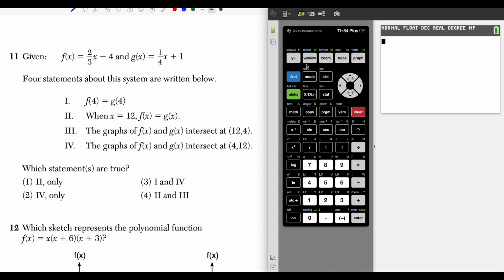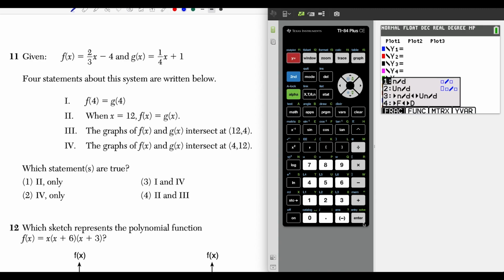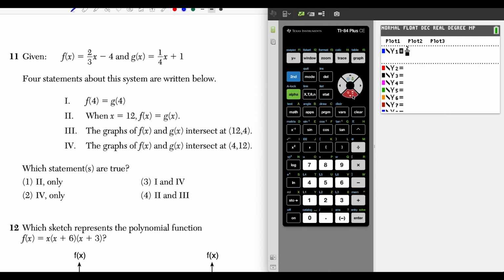So for question 11, what we could do is we could type both functions in the y equals. So alpha y equals enter to make a fraction. And we've got 2/3 times x minus 4. And then we've got 1/4 x plus 1. For 1/4, I'll just write 0.25. So we got 0.25x plus 1.